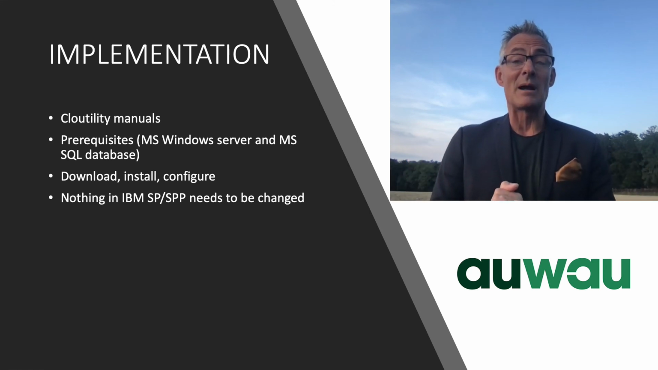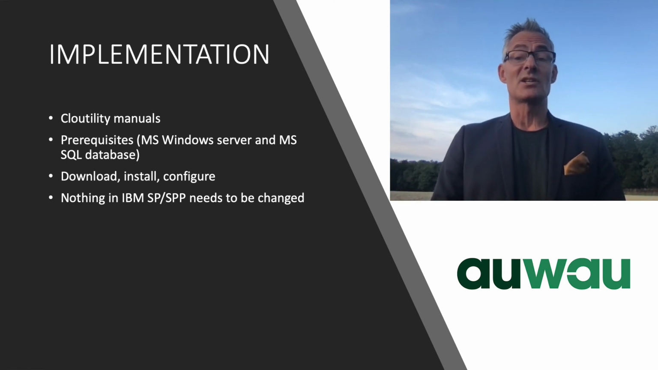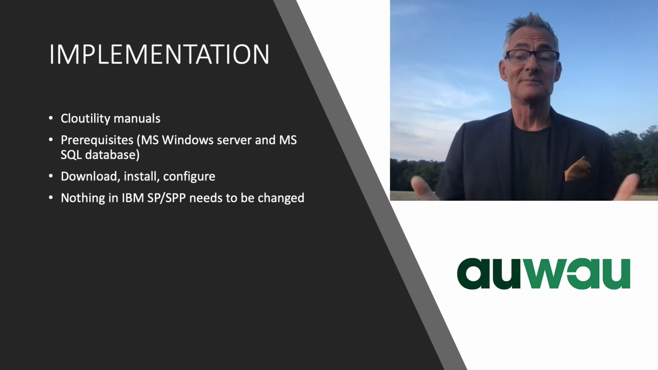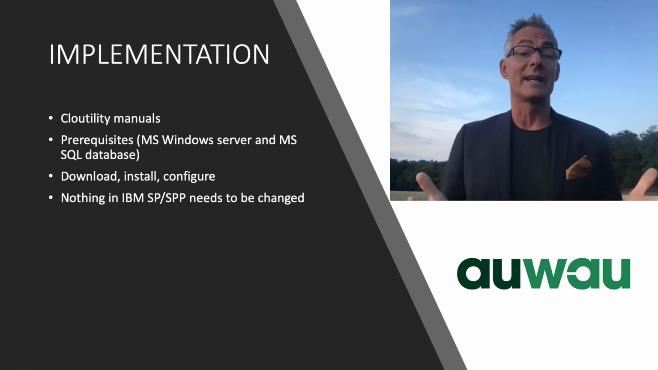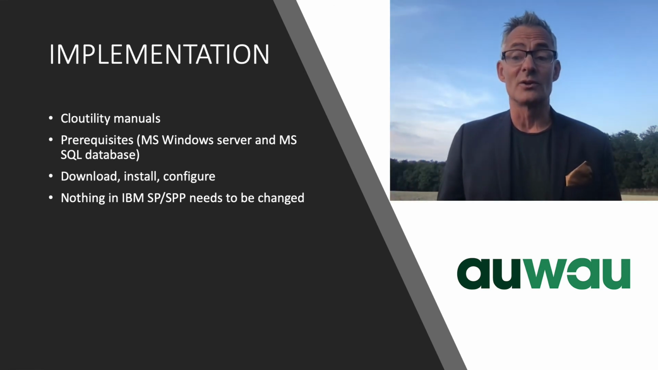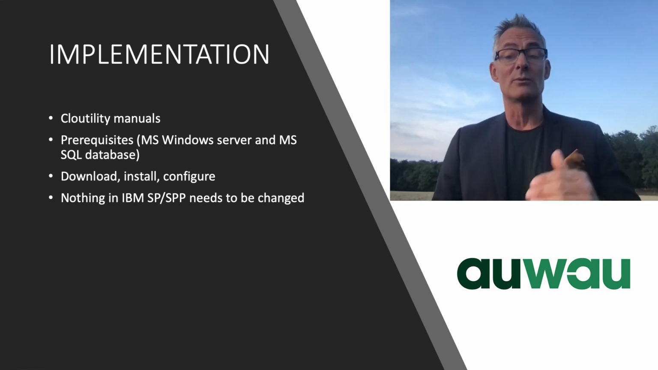So let's talk a little bit about implementation. Implementing Cloutility is really easy. We have a well-documented installation workflow described in our administrative guide. You need to have a Windows server in place, physical or virtual, and access to an MS SQL database, and that's it. Now you download the software, and our software installer will take care of everything, including installing an Internet Information Server on the Cloutility machine and creating the Cloutility database on your MS SQL server.